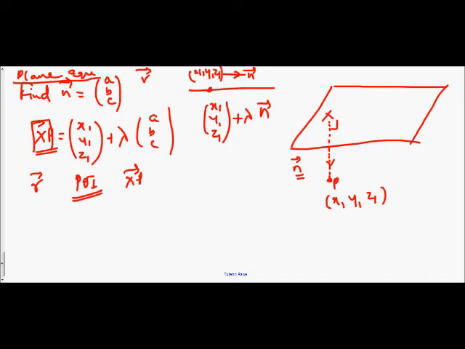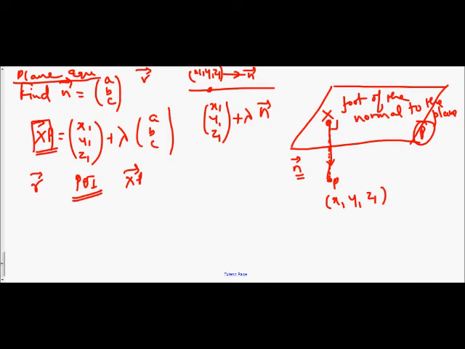So this point of intersection of this line with this plane would be this point x. This is also called the foot of the normal to the plane, because this is the normal, and this point x is the foot of the normal to the plane through the point p. So this is what that x means.